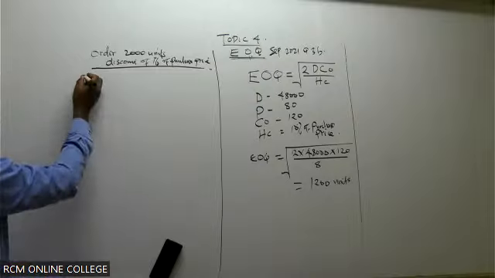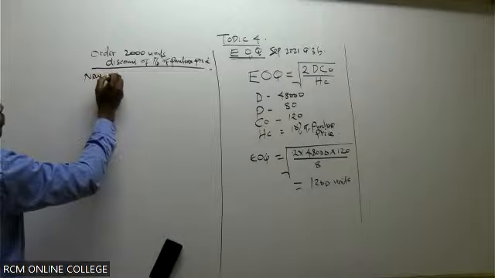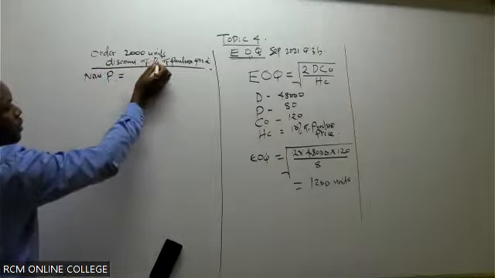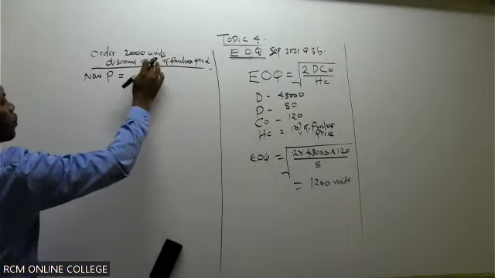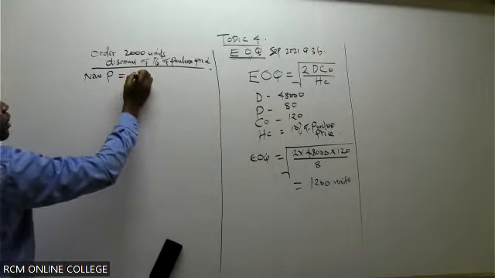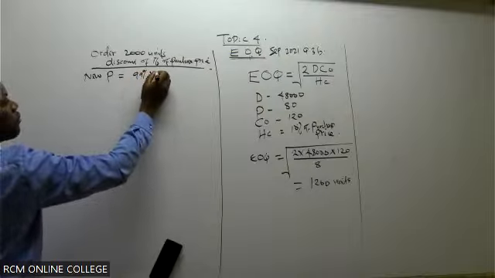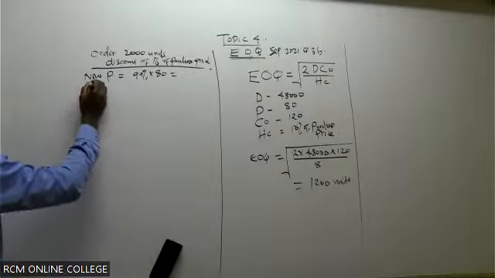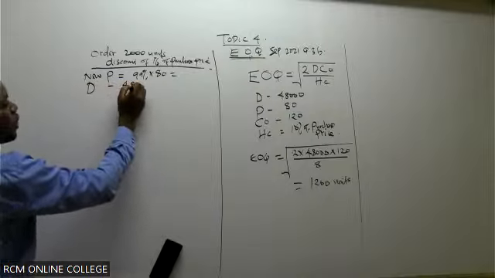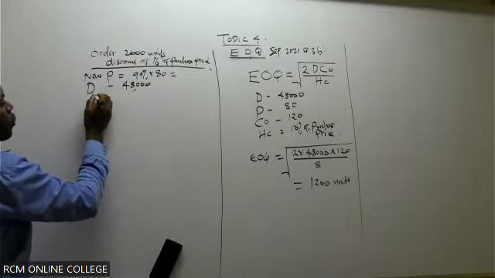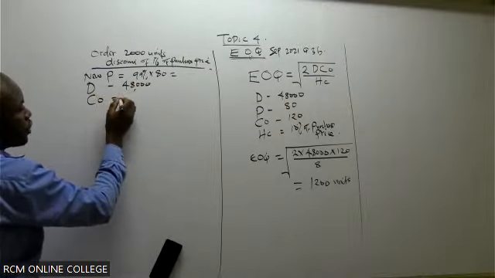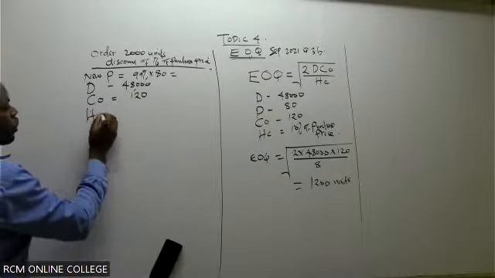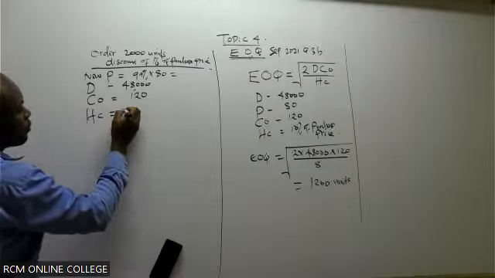So it means our new purchase price, our new P here, will be equivalent to: you are buying at a purchase price of 80, you are given a discount of 1%, so the new price will be 99% of 80. That is the new purchase price. Demand has not been affected. It is still 48,000. About ordering cost, it has not changed. It is still 120.